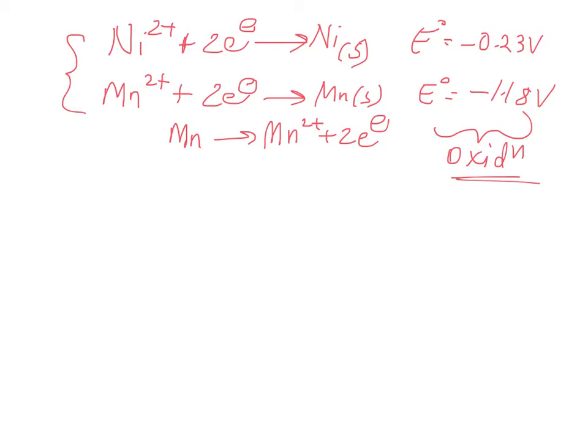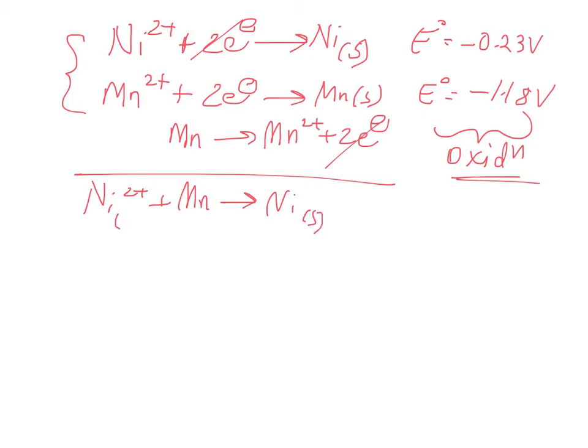And since the nickel half reaction has a more positive or less negative electrode potential, this is the one that attracts the electrons and proceeds in the forward direction. Realize it is a 2 electron change. So basically, if you add them, the two electrons are going to cancel off, and your overall reaction is going to look like nickel 2+ plus manganese gives you nickel plus Mn2+ aqueous.